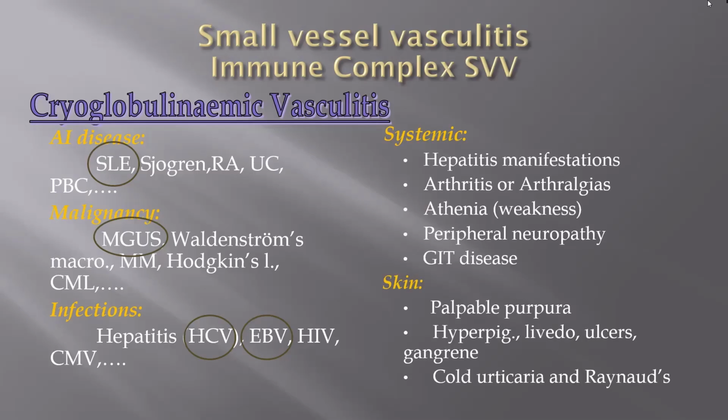Systemically, these patients may show signs of associated disease, for example, hepatitis, or presence of arthralgia and asthenia, GIT symptoms, or even peripheral neuropathy. Dermatologic lesions include purpura in more than 50% of patients. Other commonly seen lesions include livedoid vasculitis, ulcers, and even gangrene, urticaria, and drainage phenomena. Historically, cryoglobulinemic vasculitis was characterized by the triad of purpura, asthenia, and arthralgia.